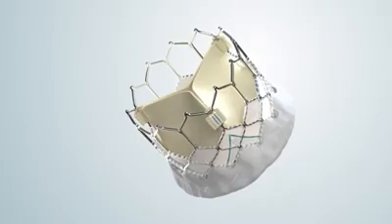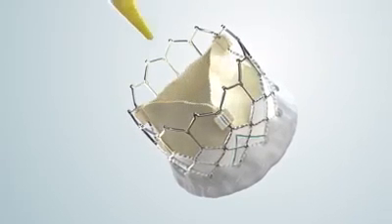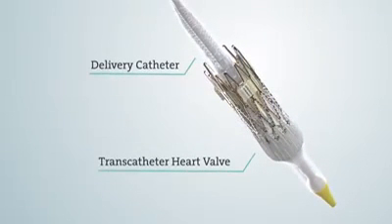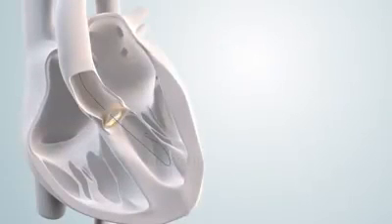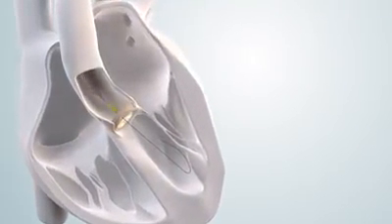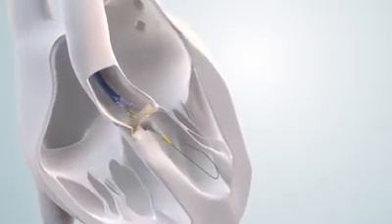During the next step, your new transcatheter heart valve is crimped onto a delivery catheter, which makes the valve small enough to fit through a sheath, so it can be delivered to your heart. Using a special type of X-ray, your doctor will guide the delivery catheter carrying the new valve through the sheath and up to your aortic valve.